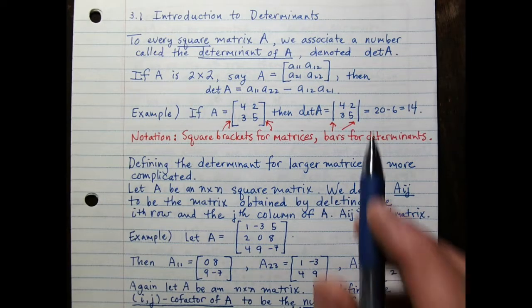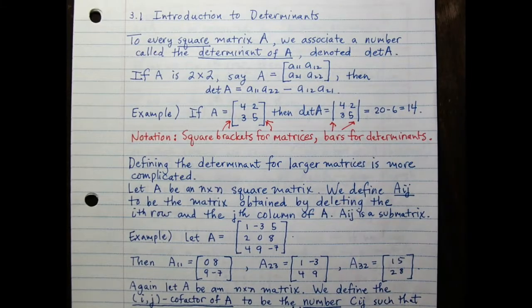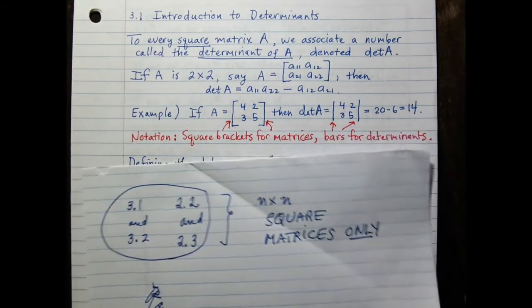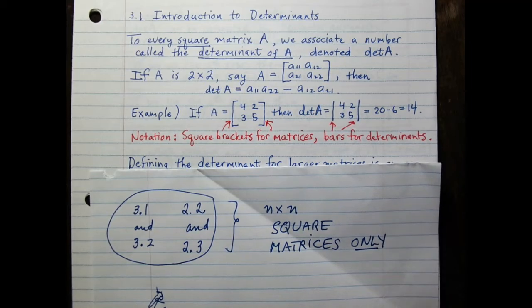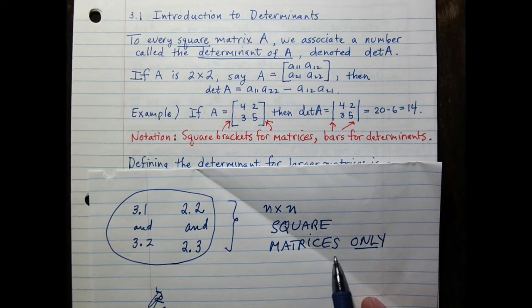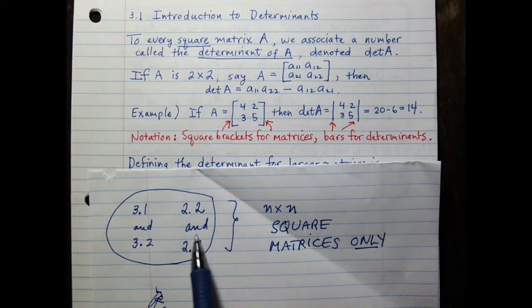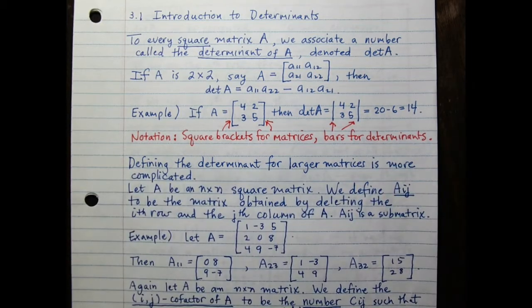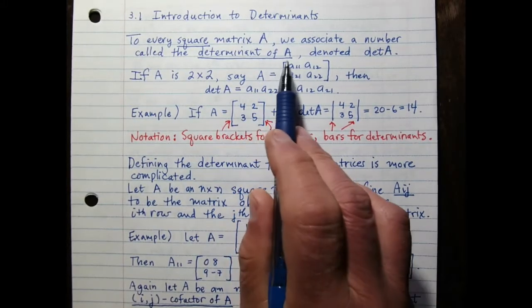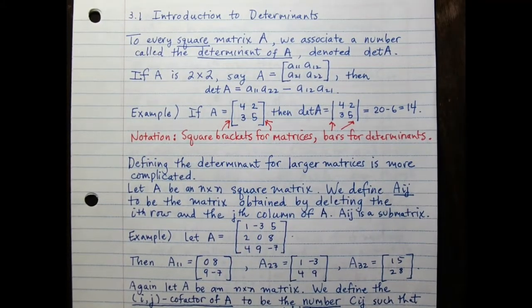A, and denoted det A. Just realize that here in sections 3.1 and 3.2, only square matrices are going to be involved. Just like the idea of inverse matrix only applies to square matrices, the idea of determinant only applies to square matrices. So the determinant is a number associated to a matrix. Every matrix has this number associated to it.